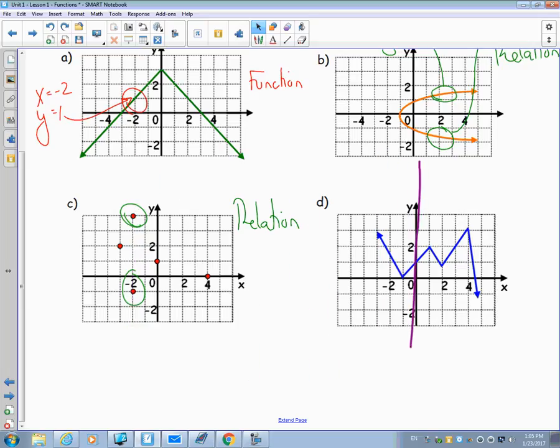Again, keep moving my line left to right. Am I going through the graph more than once at any point? I was getting close there because that line's kind of vertical, but it's not perfectly vertical. So the fact that I only pass through it once makes this a function. Okay, so that's our second definition. A mapping diagram, does it point to more than one spot? A graph, does it cross more than one time?